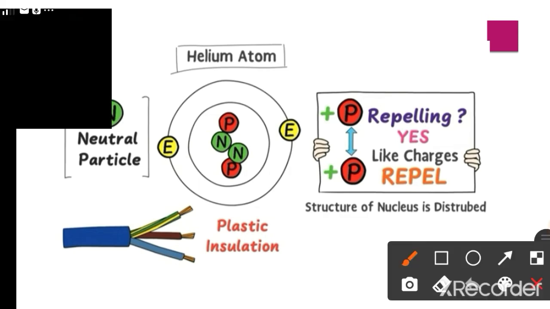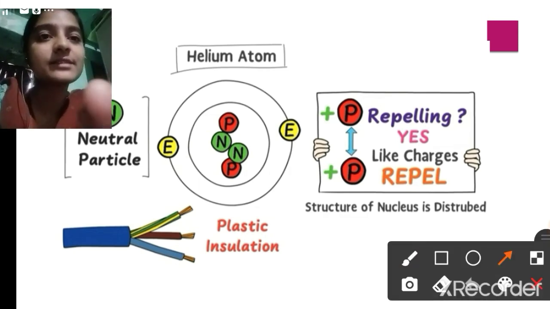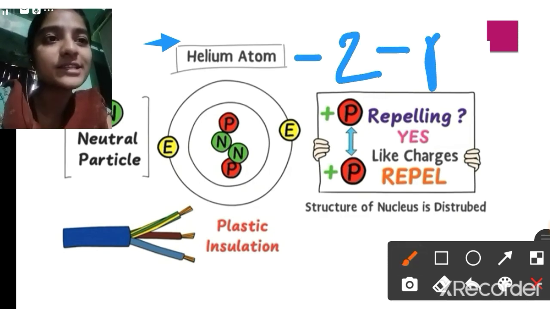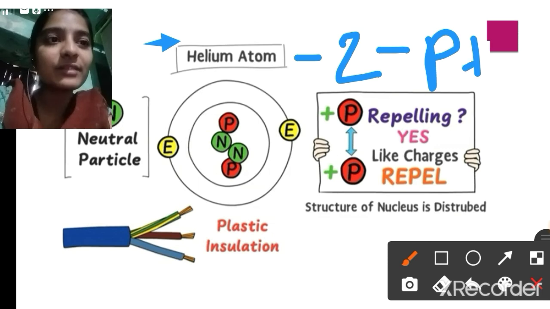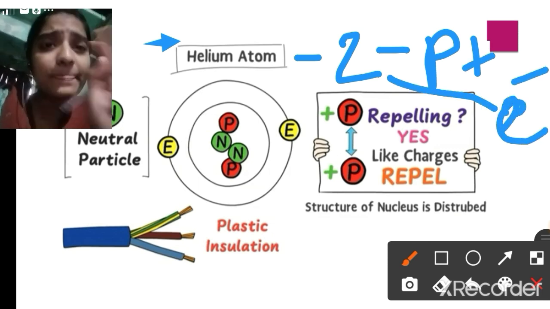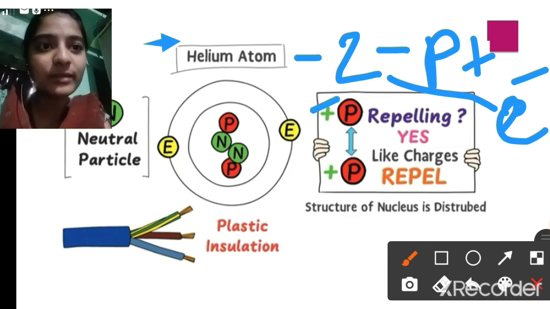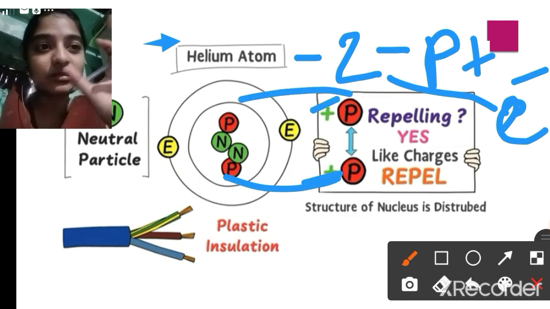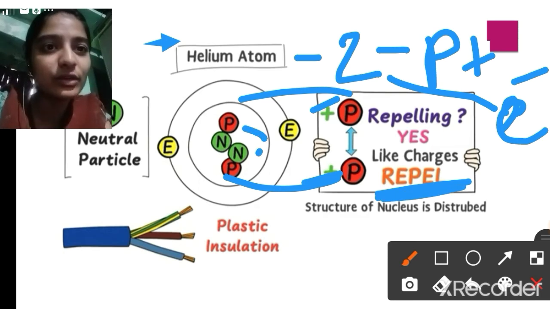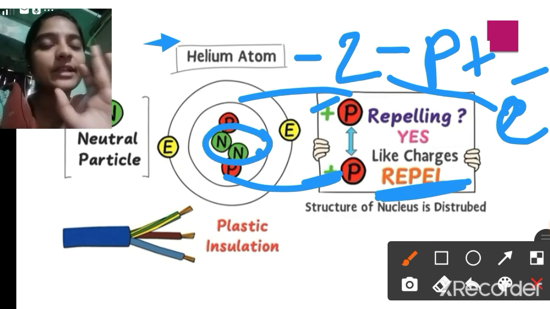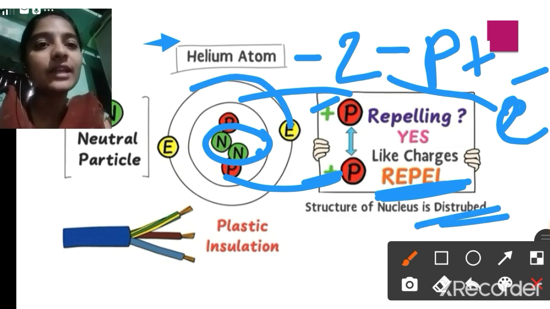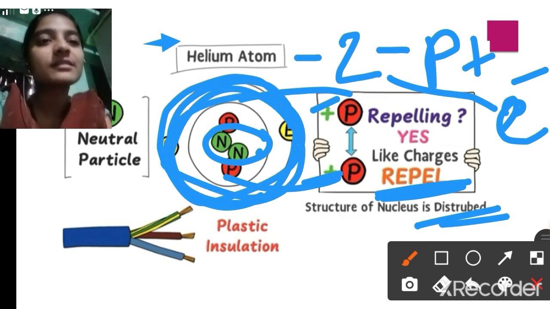Now I have given a second example, the helium atom. The atomic number of helium is 2, so the number of protons here is 2. Protons have positive charge and the number of electrons is also 2, with negative charge. As we have 2 protons, we have 1 plus charge, 1 plus charge, and these repel each other. To stop this repulsion, we have the nucleus between them, which makes it stable and does not let the structure of helium be disturbed. Then the 2 electrons keep on revolving around it.